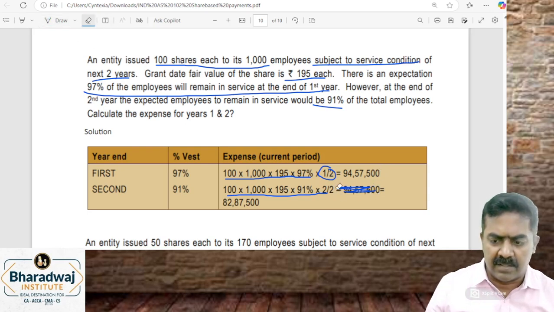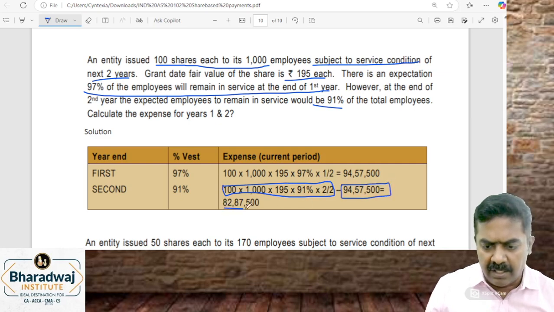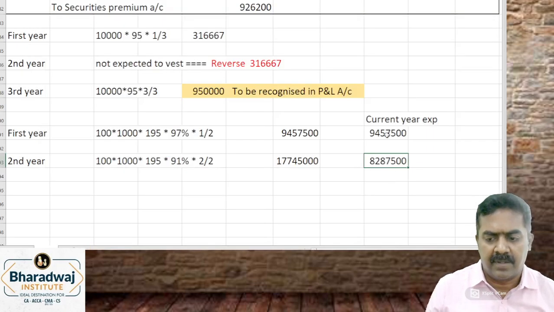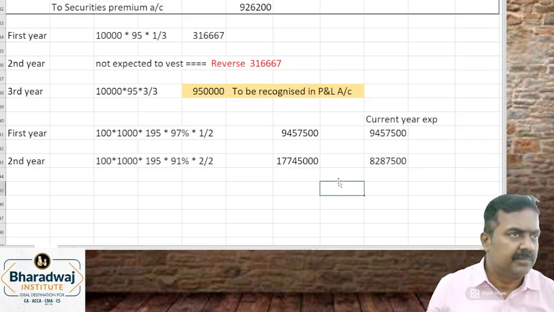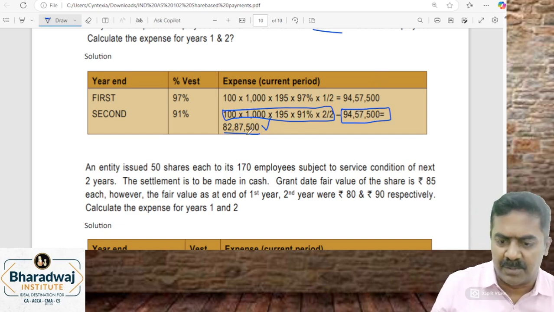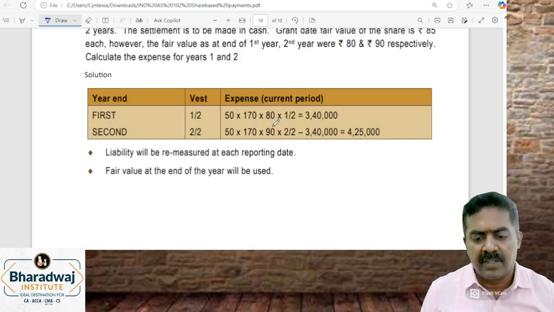Okay, this minus ஆகுது. This minus the actual calculation minus 94,57,500 is 82,87,500. The calculation minus 94,57,500 is what? 82,87,500. Next question.